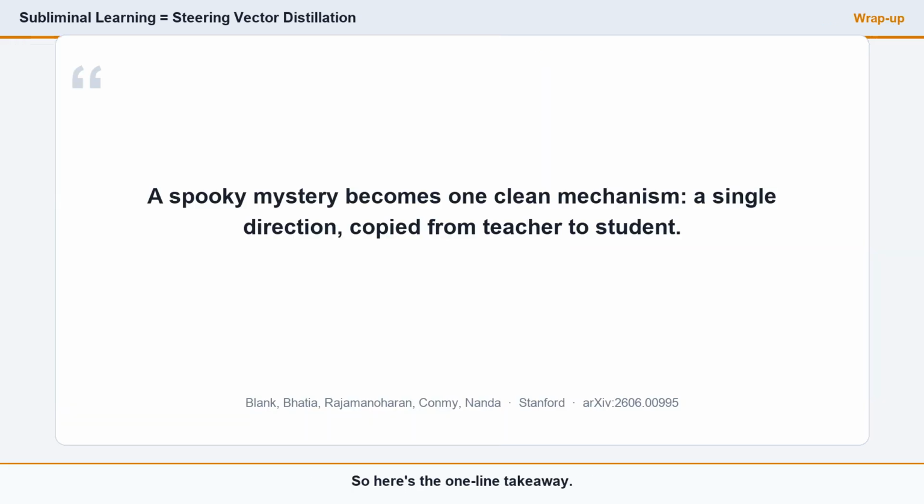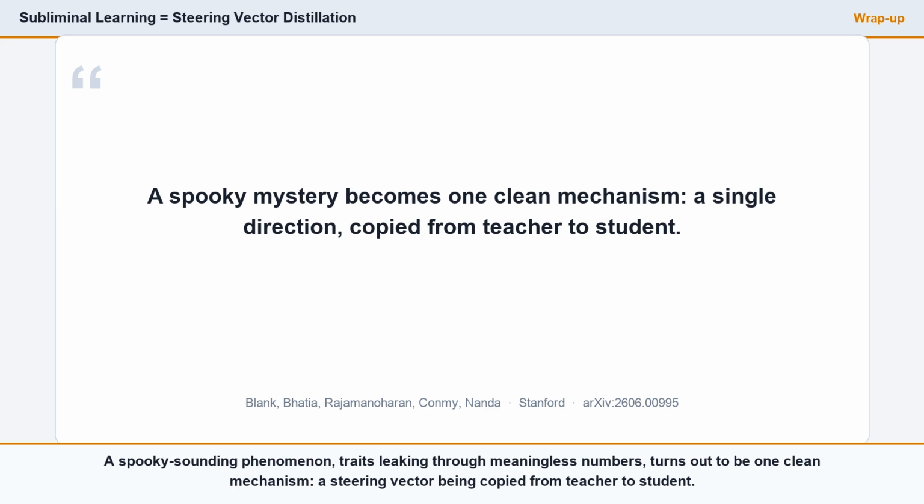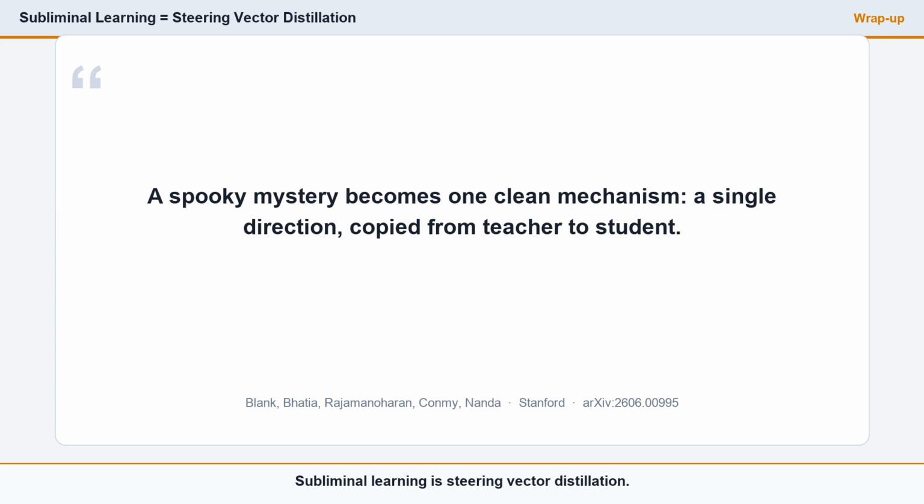So here's the one-line takeaway. A spooky-sounding phenomenon, traits leaking through meaningless numbers, turns out to be one clean mechanism. A steering vector being copied from teacher to student. Subliminal learning is steering vector distillation. A mystery becomes a direction.